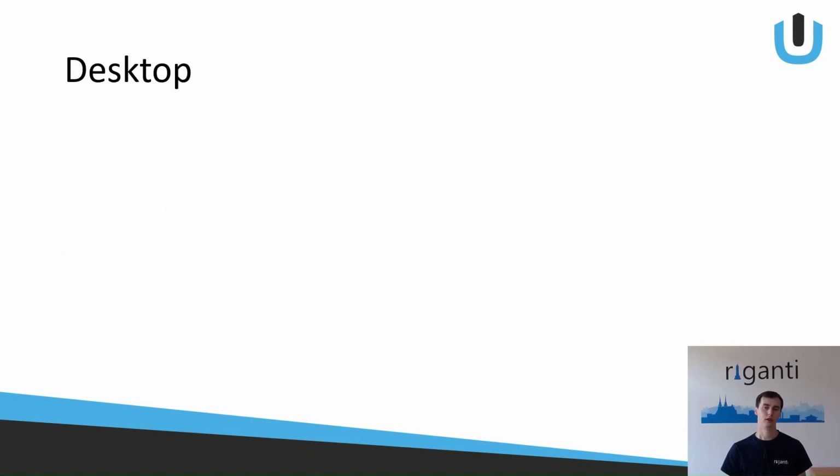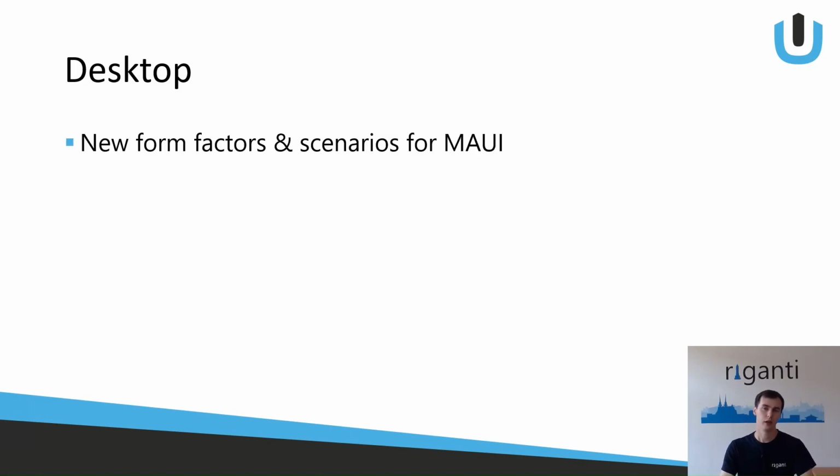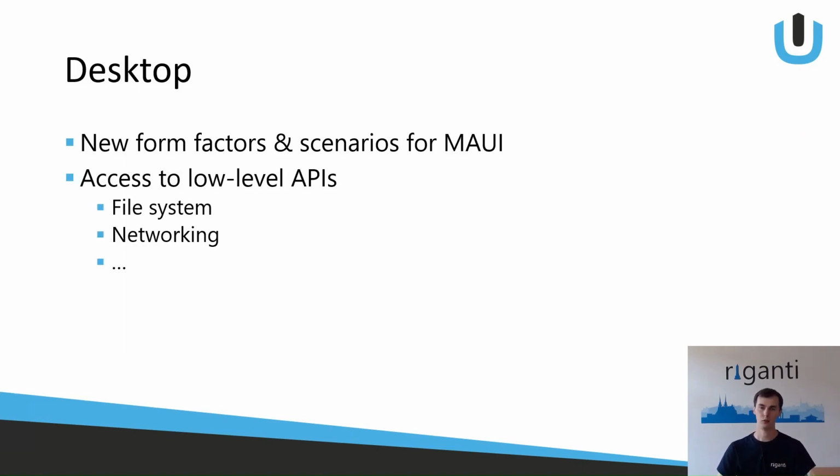Well, enough of that. Let's head into the main topic for today, which is how to deal with UIs. Because desktop development has its own quirks and its own limitations and its own differences to mobile development. When we take a look at desktop development, we have access to new form factors, we have access to new scenarios when dealing with MAUI. Suddenly, the screen is not vertical but horizontal, in most cases on desktop. And we have access to low-level APIs, which is nice.